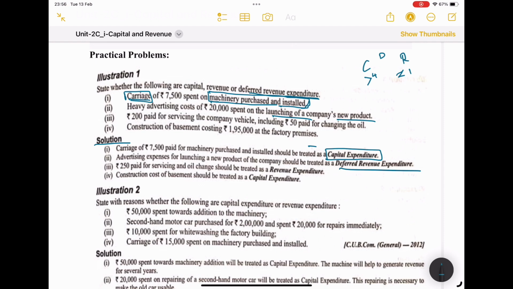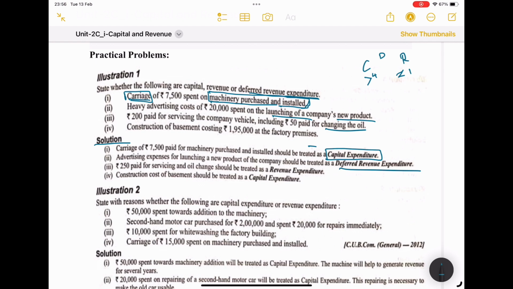Next, rupees 200 paid for servicing the vehicle, including 50,000 for changing of oil. It is regular in nature. In case of transportation, monthly or every 15 days or once in 3 months we are going to change the oil, so these kinds of expenses will be incurred.